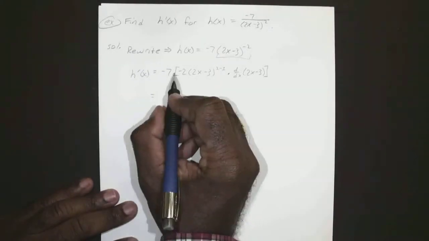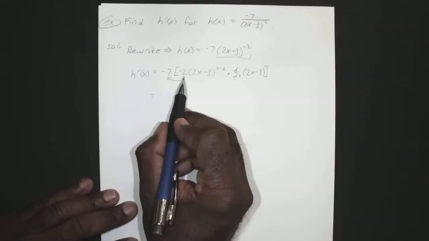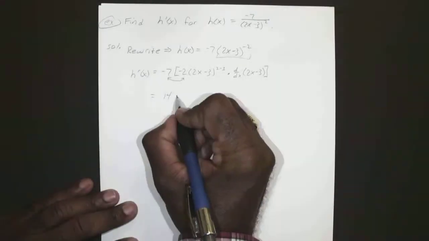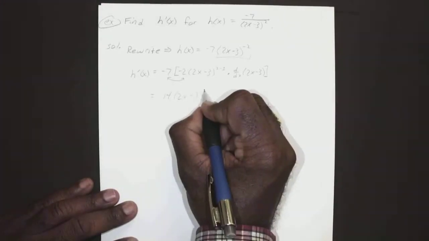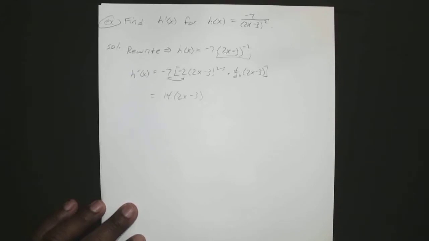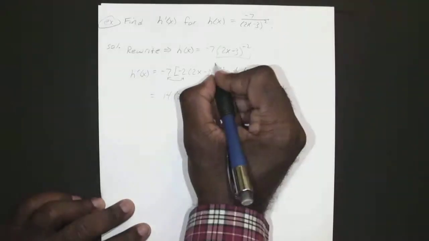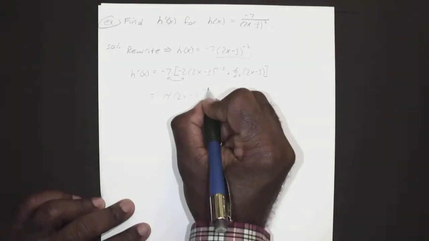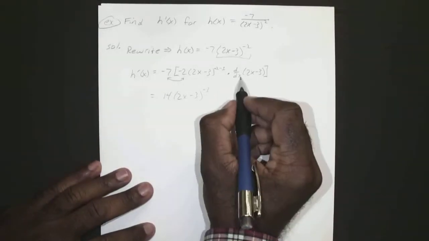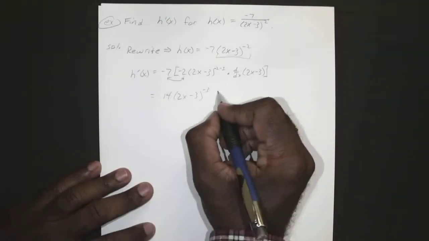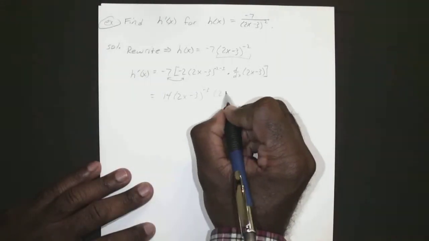Okay, so that's going to equal, if you wanted to, you can go ahead and combine those two. -7 times -2 is 14 times (2x minus 3) to the first power, so you can just leave that the way it is. Oh, -2, thank you. Yep, so that would make that -3. Times the derivative of 2x minus 3, which ends up being just 2.